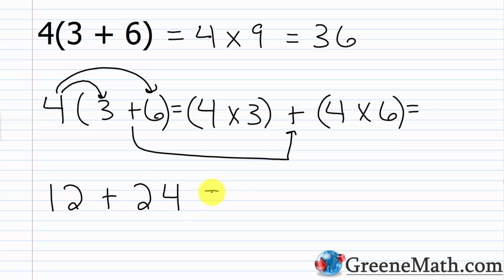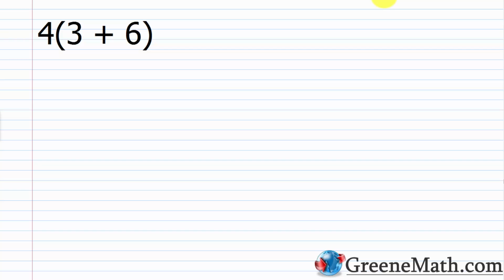So 12 plus 24 is also 36. So either way, we're getting the same result. Okay, 36 either way. Now I'm going to erase all of this real quick, and we're just going to rewrite this, and then I'm going to do this a long way.